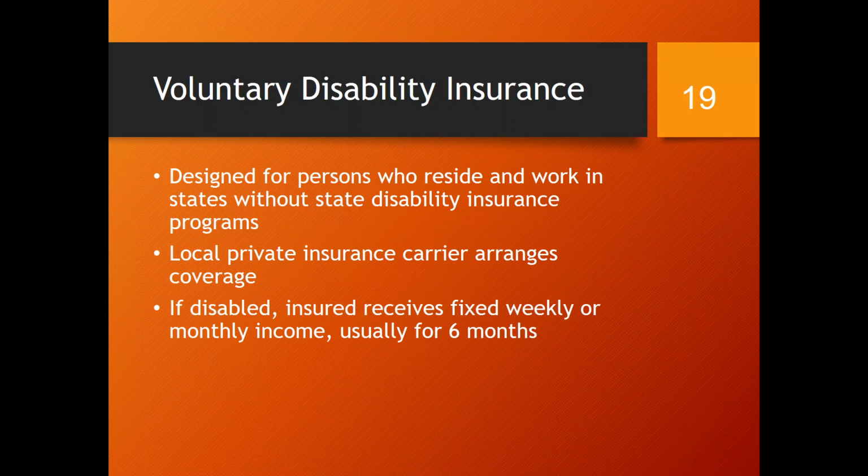Voluntary disability insurance. This is designed for people who reside and work in states without state disability insurance programs. A local private insurance carrier arranges coverage, and if disabled, the insured receives a fixed weekly or monthly income, usually for 6 months. If the disability becomes permanent, the person may qualify to receive small payments for life. Residents of states without state disability insurance programs would be expected to seek out this type of insurance.